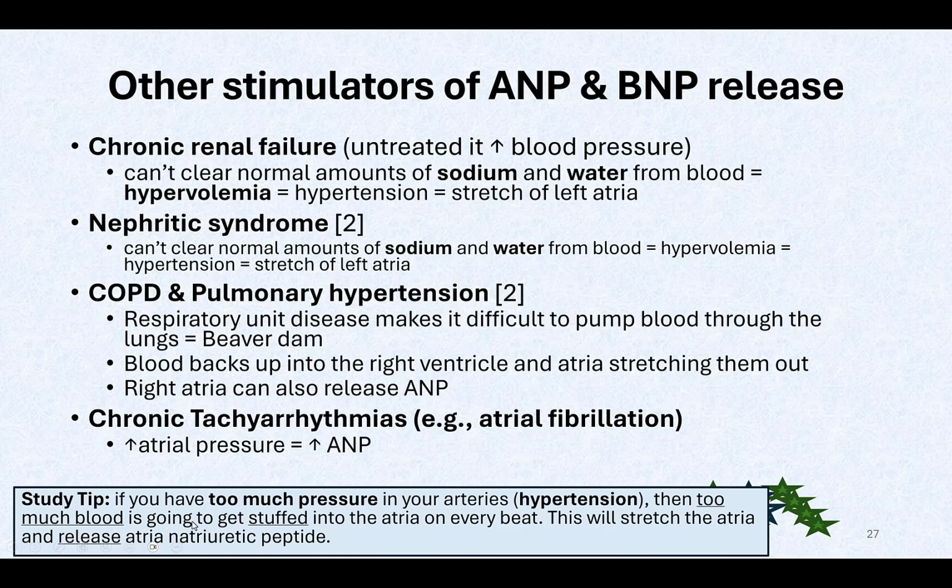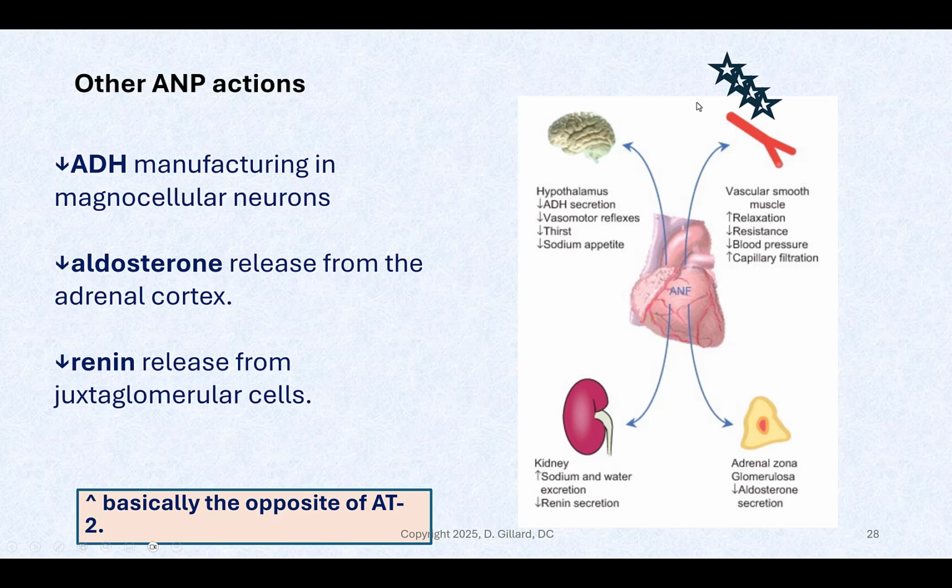Then you're going to have too much blood getting stuffed into the aorta with every beat. I don't know what I'm trying to say here. Oh, if you have hypertension, the pressure coming into the heart is too great, and it's going to stuff too much blood into the heart, into the atria and the ventricles on every beat, and that will stretch the atria and stimulate the release of ANP.